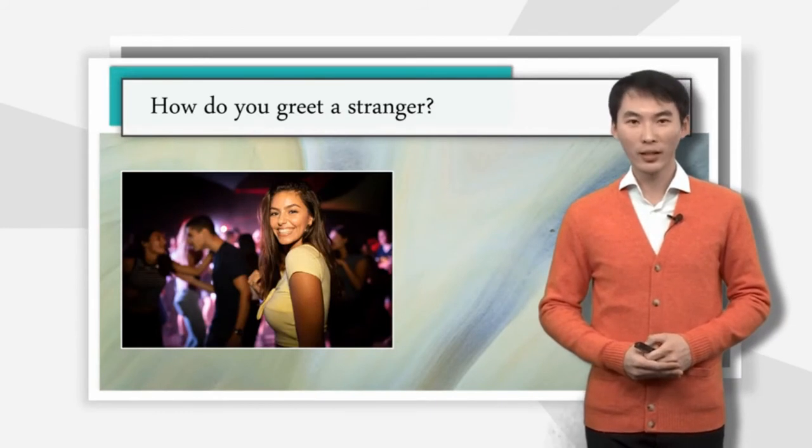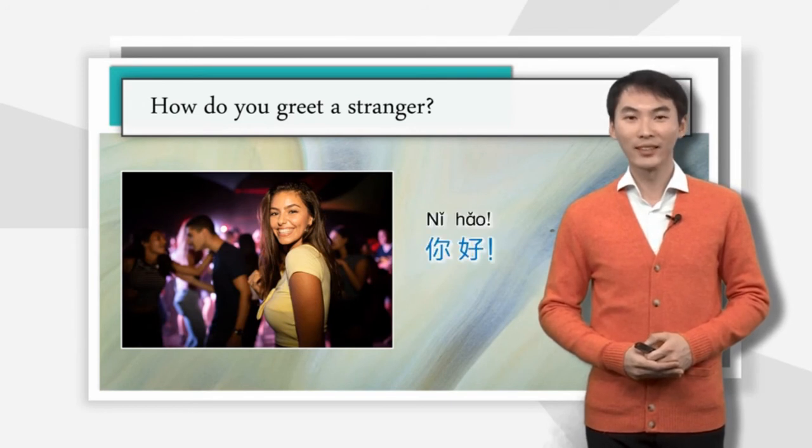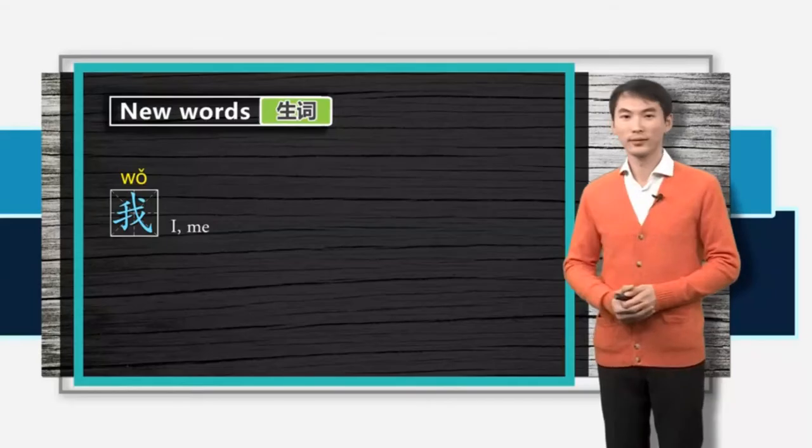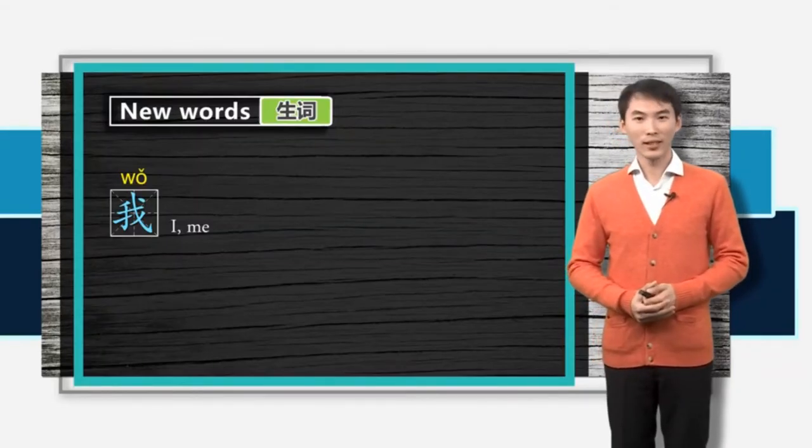When you are in a party, how do you greet a stranger? Yes, you can say 你好. Then, how do you ask that person's name? This is what we are going to learn today. Okay, let's see the new words.